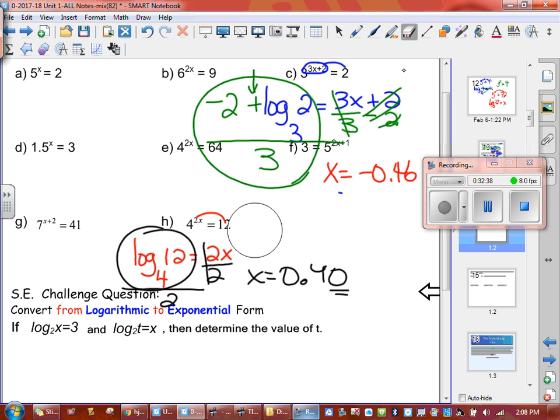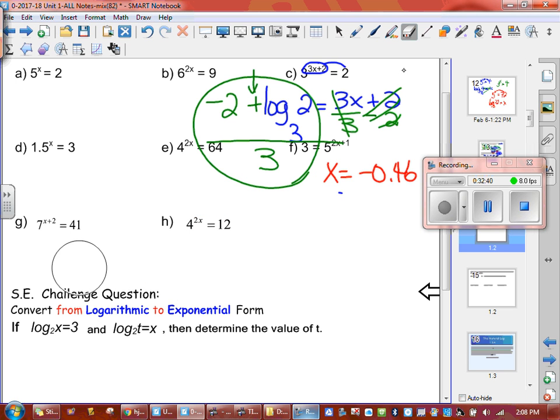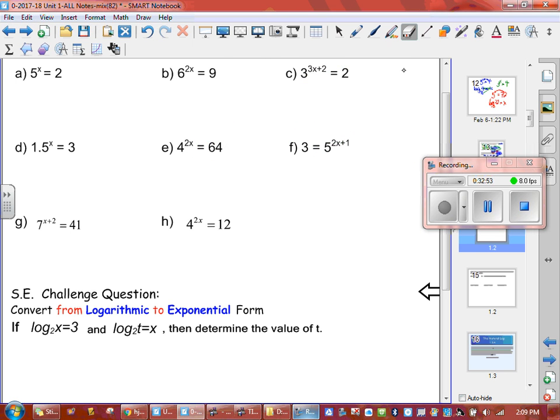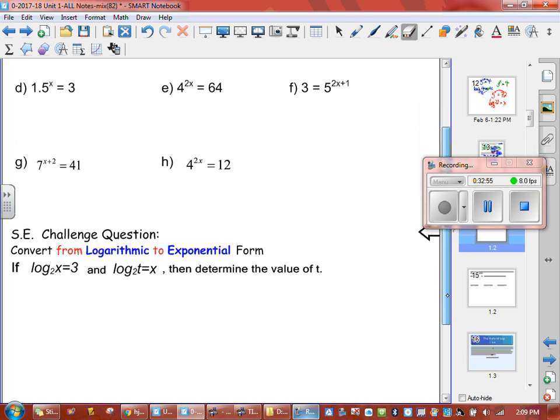Okay, now we're going to get rid of it. And here's letter F. So letter F, we have a couple things going on. Our base is on the other side this time. So we're going to have log, our base number is 5, and then this number and the exponent switch places. So 3 equals 2x plus 1.